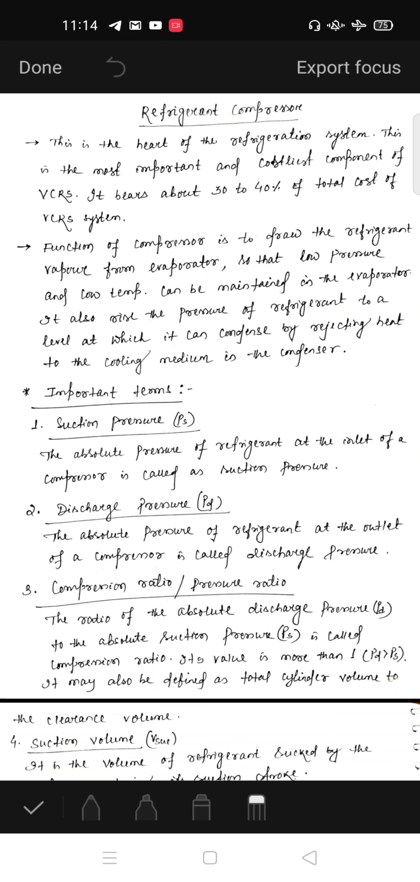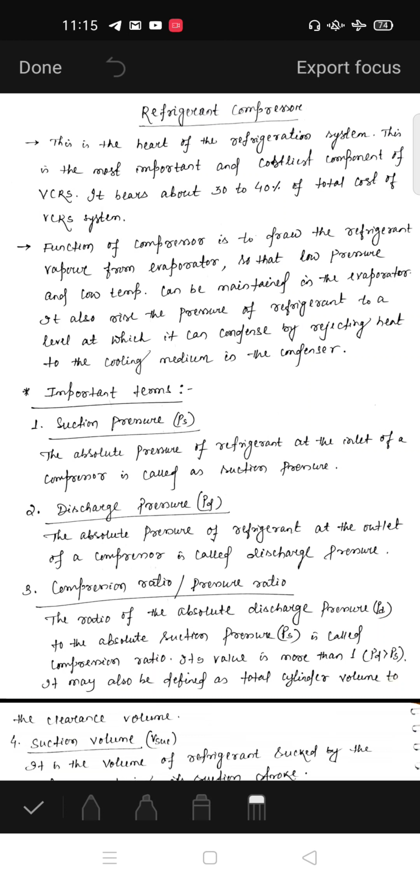It is the heart of the refrigeration system, and it is the most important and costliest component of the VCRS system. It mainly bears 30 to 40% of the total cost of the system. If your total cost is 100%, only the compressor bears 40%.